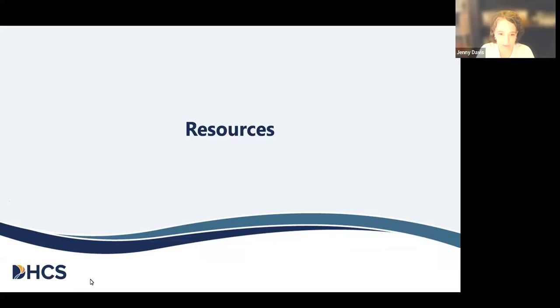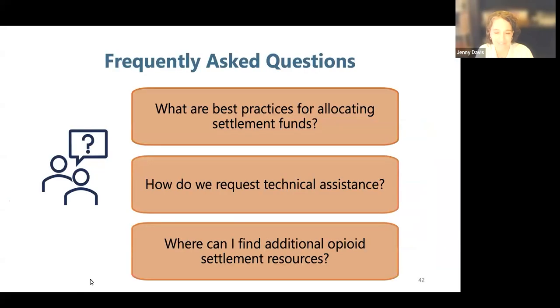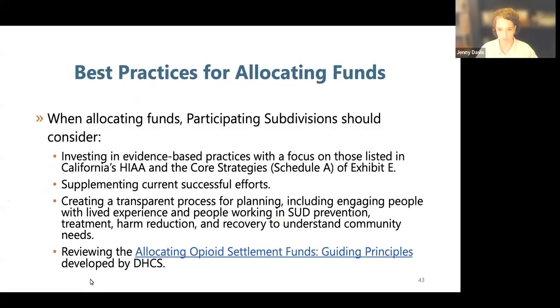Resources. Yay. These are good. So what are the best practices for allocating settlement funds? How do we request technical assistance? And where can I find additional opioid settlement resources?